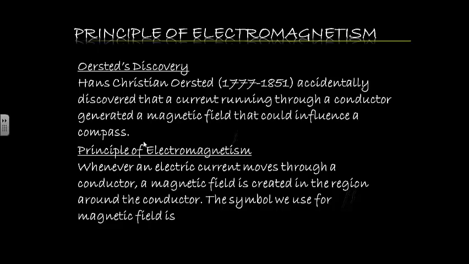Whenever an electric current moves through a conductor, a magnetic field is created around the conductor. And the symbol we use for magnetic field is this. It's a little vector, and it looks like a B. It's the Greek letter beta. So you have to know that principle of electromagnetism. Whenever an electric current flows through a conductor, you're going to get a magnetic field around it.